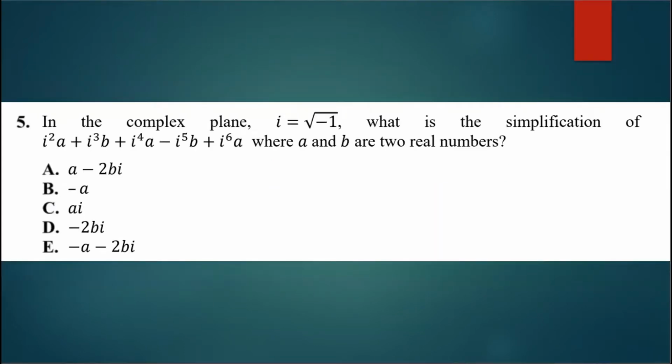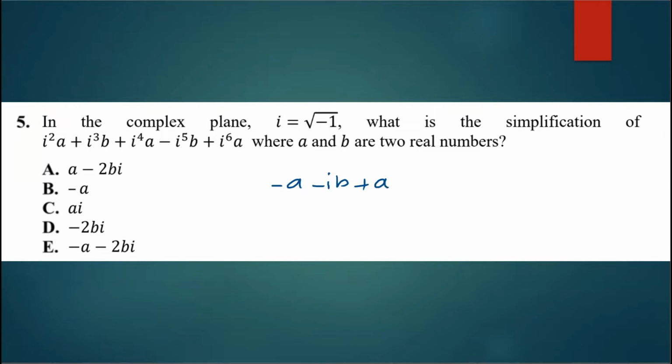In the complex plane, i equals that. What is the simplification of this? You can do that on a calculator, but it's pretty nice to do by hand as well. You know, i squared is -1, so it will be -a. i cubed is -i, so it will be -ib. And i to the power 4 is 1, so it's simply a.